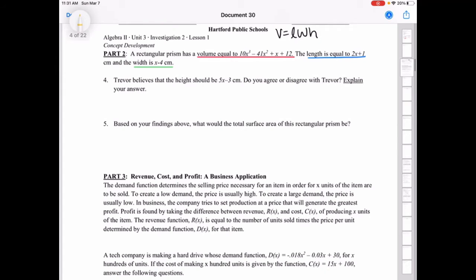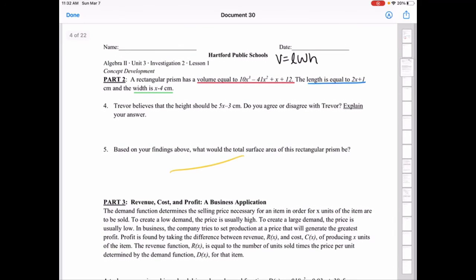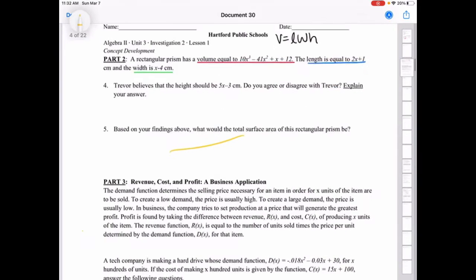All right, so part 2 of concept development, we have another rectangular prism they're not showing us, but they're giving us the equations for. They give us the volume, the length, and the width, and we know our volume is length times width times height, so we're missing this height value. This Trevor dude thinks that this height should be 5x minus 3, and we want to know if we disagree or agree.